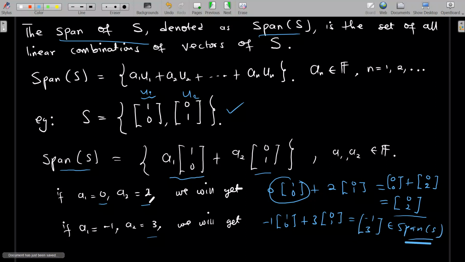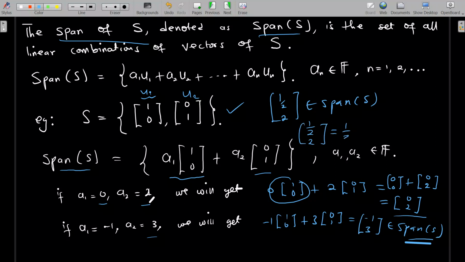So what the span means is just whatever combination you can get, right? So that it will give you some vector. So if I tell you that the vector (1/2, 2) actually belongs to the span of S, this is true because this (1/2, 2) as a vector can be written as 1/2 multiplying (1, 0) plus 2 multiplying (0, 1), right? And if you do this calculation, you're going to get (1/2, 2) as a vector, right?